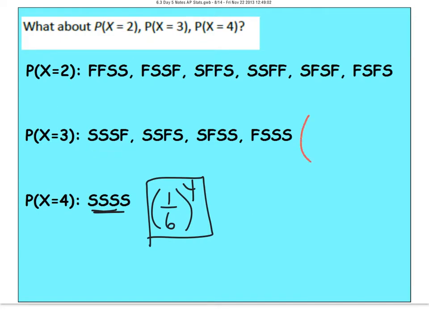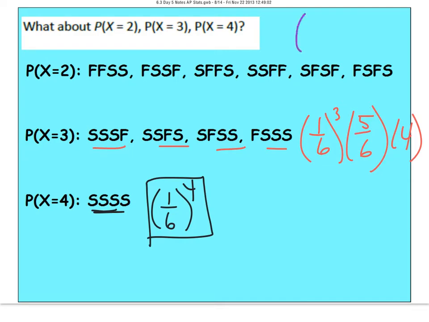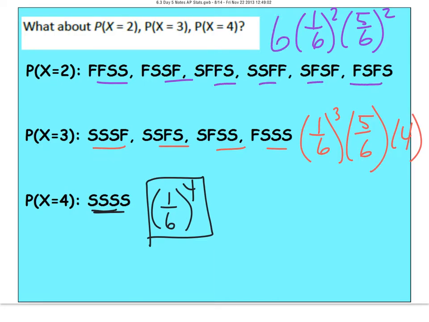Three successes would be 1/6 three times. The failure was one failure at 5/6, but I have 4 scenarios, so I should take this and times it by 4. Okay, what about working backwards here? Two failures and two successes. Let's do the two successes is 1/6 of a time. There's two of those. Failures, 5/6 two times. But in this case, we have 6 outcomes, so I times it by 6.